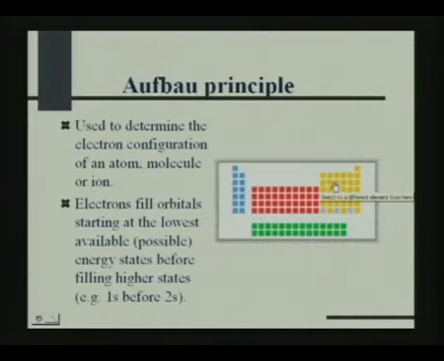So what is the Aufbau principle? That also we must recall. The Aufbau principle is used to determine the electronic configuration of an atom, molecule or ion. Remember, we can also determine the electronic configuration for an ion. In this principle, electrons fill orbitals starting at the lowest level possible, that is, 1s before 2s.